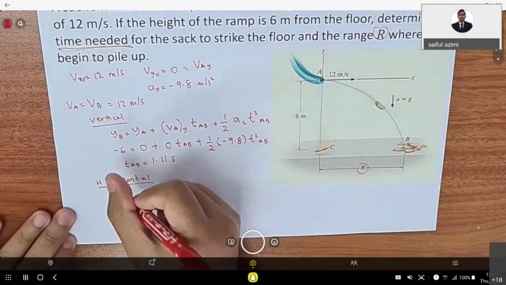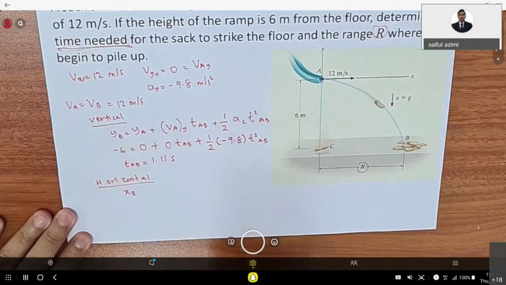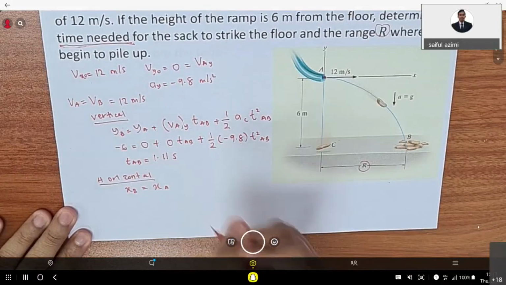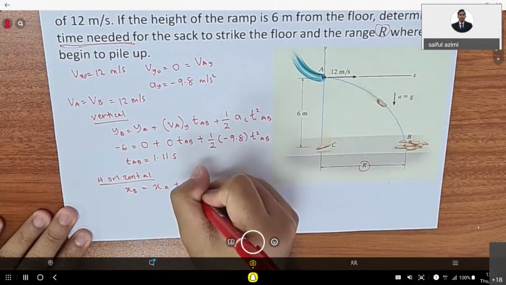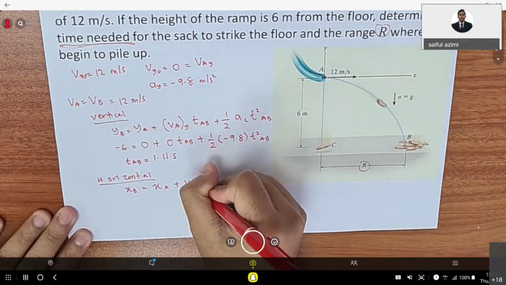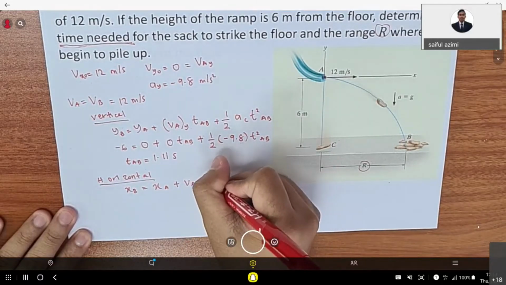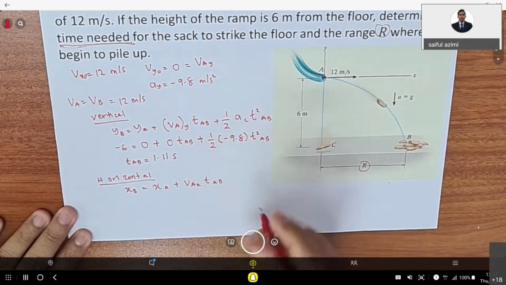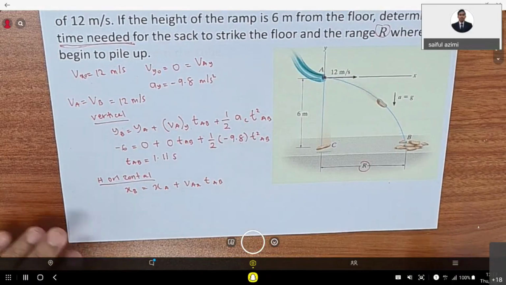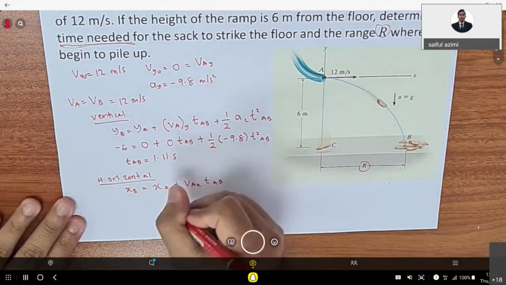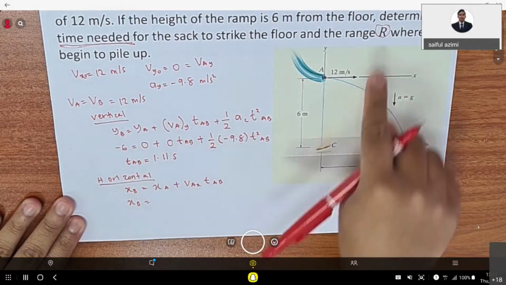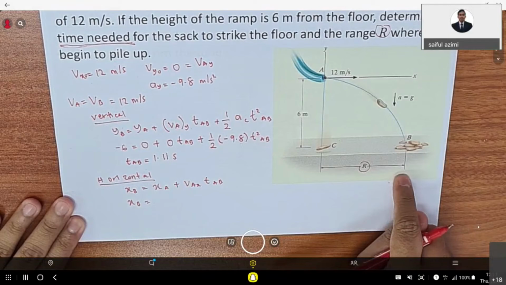XB, the final position of X, equals the initial position of X plus VAX, the initial velocity of X, multiplied by tAB, the time of flight. So actually you already get everything right. We want to find XB, which is the range R, the final position of X.